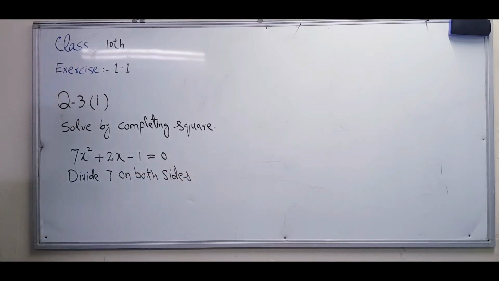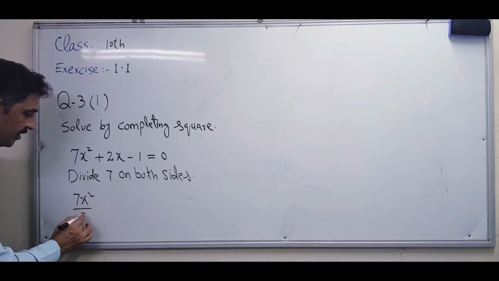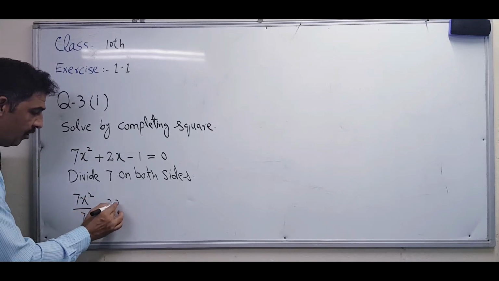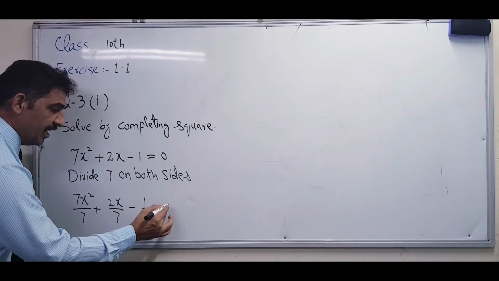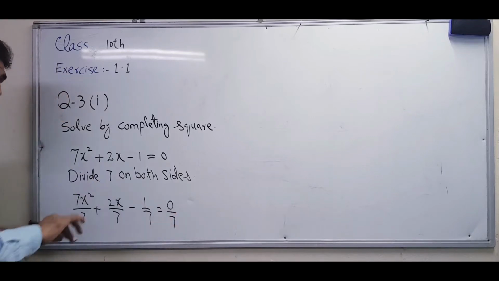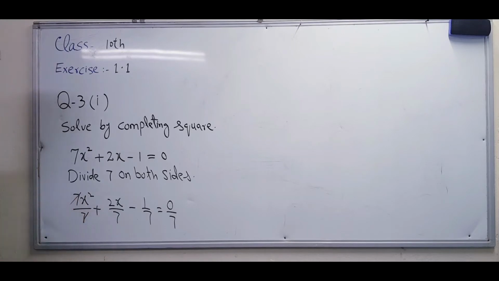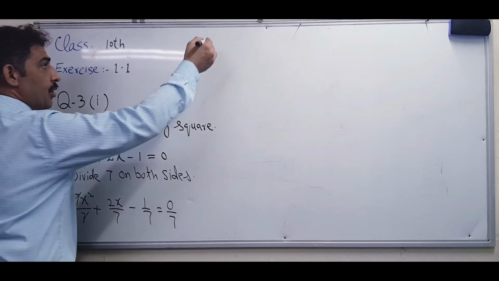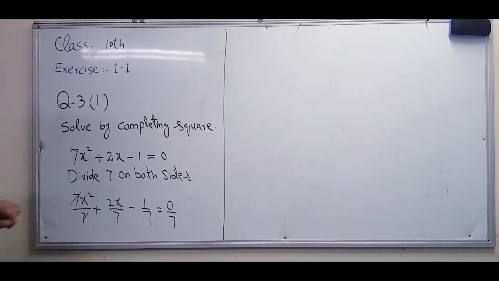If we divide by 7 on both sides of the equation, it means 7 divides all terms: 7x square divided by 7, plus 2x over 7, minus 1 over 7. Here also 0 over 7 is 0. So what will happen with this step? 7 cancels 7, and here the coefficient of x square is equal to 1. That is the first step, to make the coefficient of x square equal to 1. Then we will go to the next step.